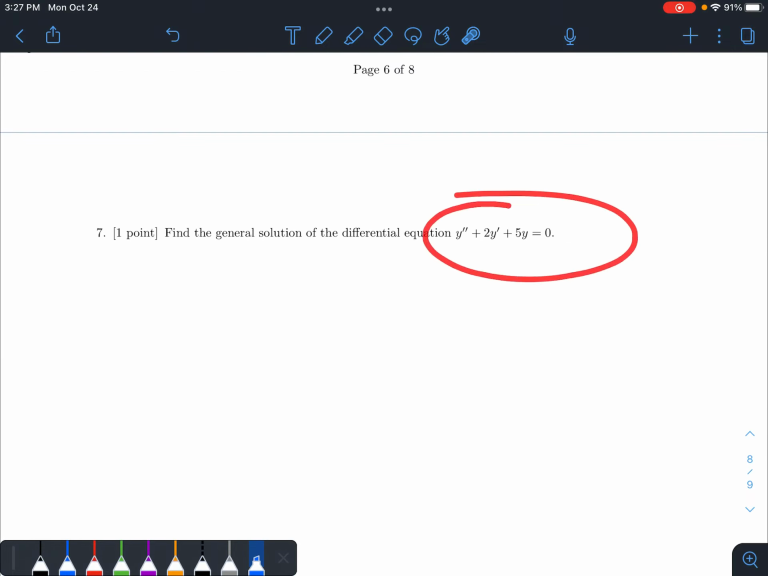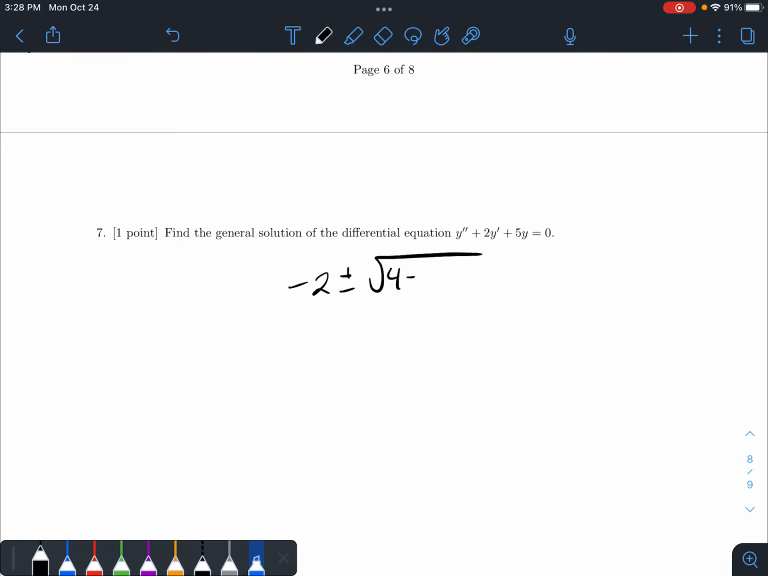Okay. All right, find the general solution of this differential equation. I think this one's pretty quick, because this is homogeneous. So that's really just finding the complementary solution, right? All right, I don't know how to factor this one, so we're going to use the quadratic formula. Negative b plus or minus the square root of b squared, so 2 squared, minus 4 times a times c, all over 2 times a, 2 times 1. So this is negative 2 plus or minus the square root of 4 minus 20, which is negative 16, all over 2.